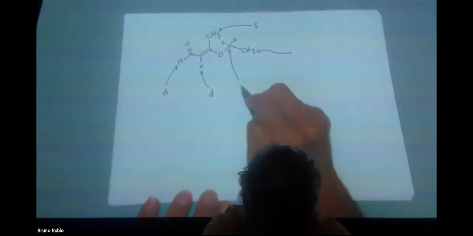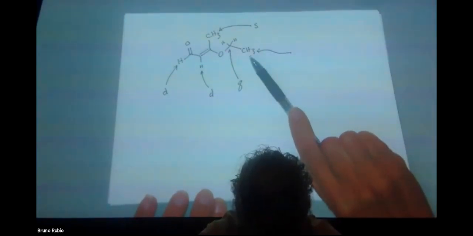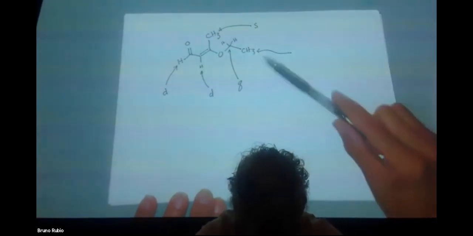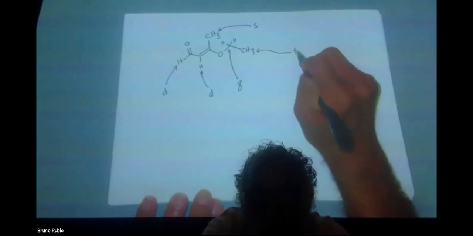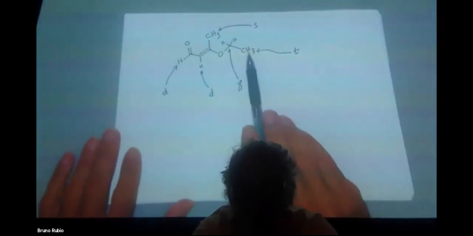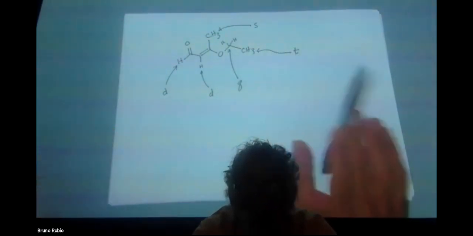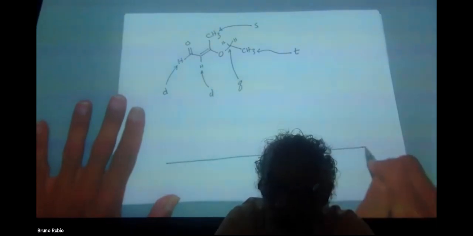All right, that's going to be a quartet. And finally, this methyl group over here. What's the splitting pattern going to be? N plus 1. N is the number of non-equivalent neighbors. Yep, that's going to be a triplet, because these protons are 3 bonds away from 2 other protons. N plus 1, N equals 2, 2 plus 1 is 3. Okay, so now we can sketch the spectrum.